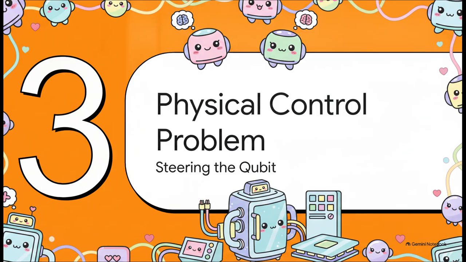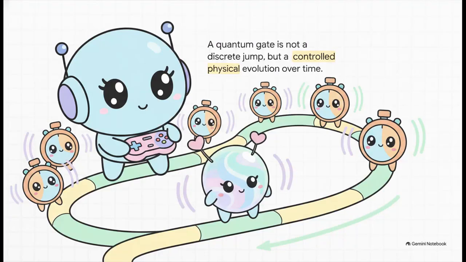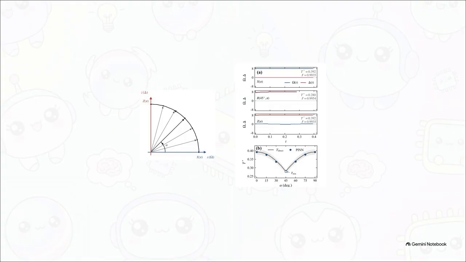Section 3. Physical control problem, steering the qubit. This is a massive paradigm shift that researchers are emphasizing. A quantum gate is absolutely not just a discrete mathematical jump. In the real physical world of a quantum computer, it is a controlled physical evolution over time. To actually realize a quantum gate, you have to steer a highly delicate physical system through time using perfectly calibrated control pulses. So bridging theory and reality is where things get wild.